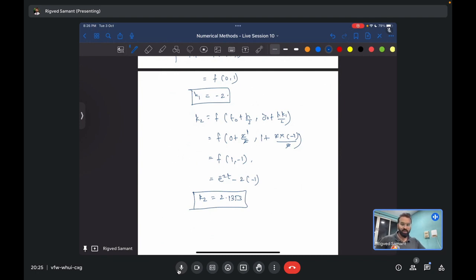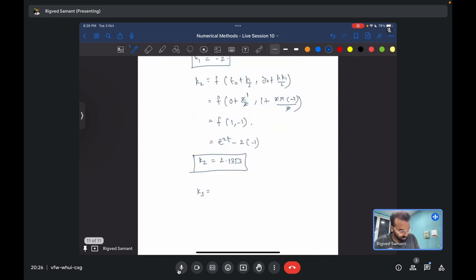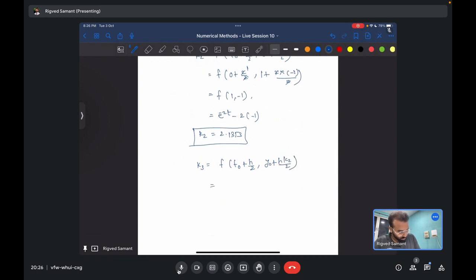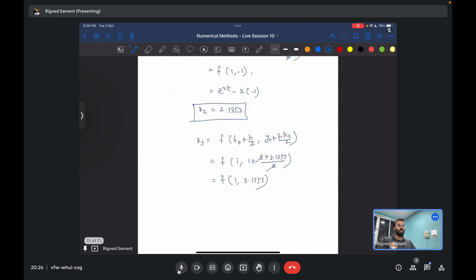So we'll go into the next one, that is k3. What is k3? f of t0 plus h by 2 comma y0 plus h k2 by 2. So this is nothing but 1, that is what we solved here, right? So this is 1 comma 1 plus h is 2, 2 into k2 is 2.1353 divided by 2. So f of 1 comma 3.1353, right?